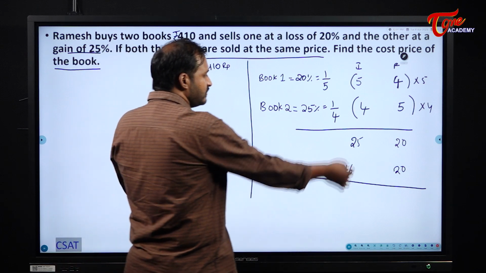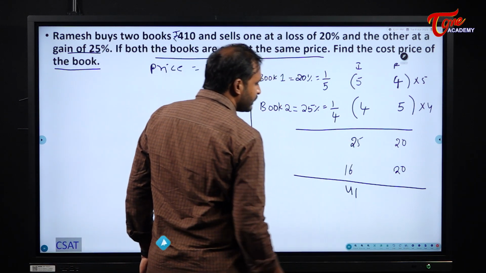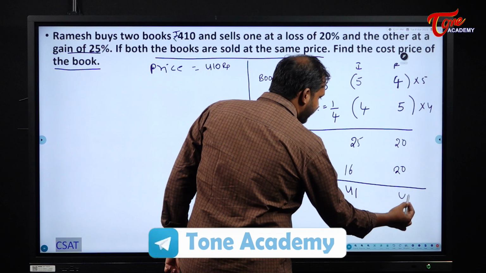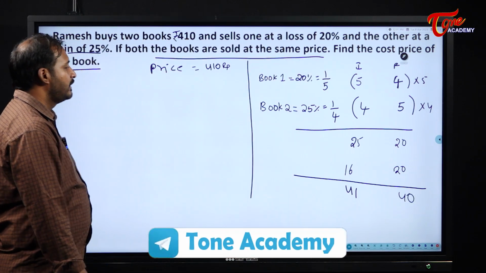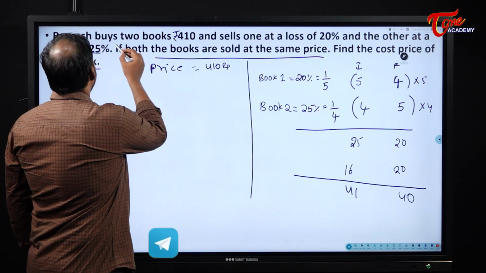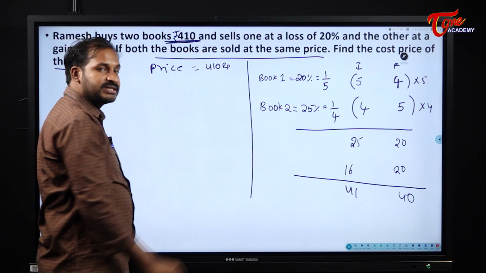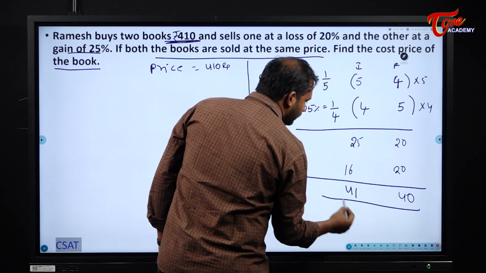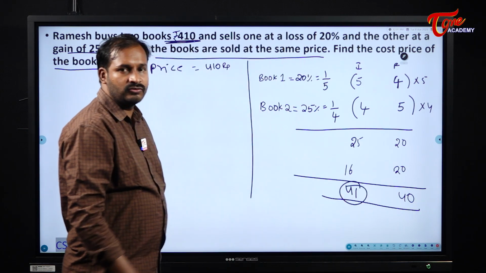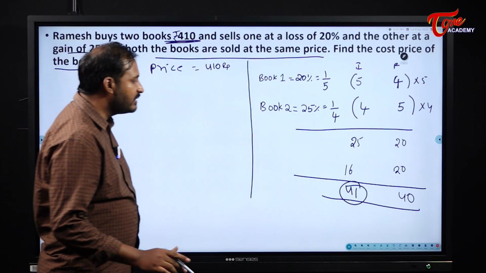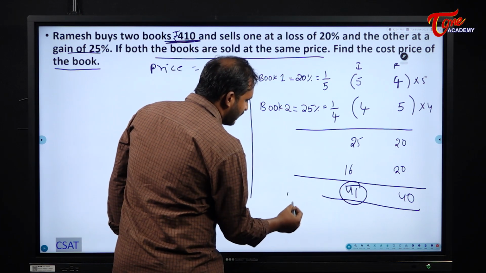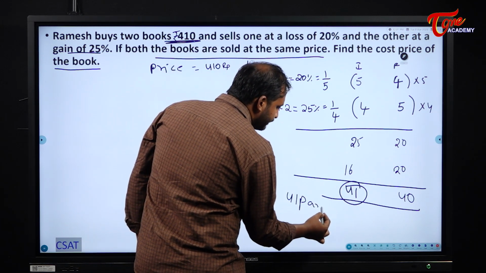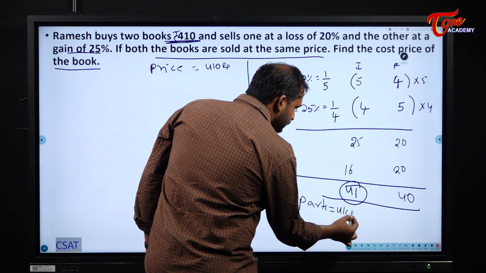Now the initial value is 41. And the final value became 40. Now, he purchased both the books for what price? 410 rupees. So total, this initial price is 41 parts. Anyway, he is selling the goods at a loss. That is secondary. But 41 parts will be equal to what? 410 rupees.